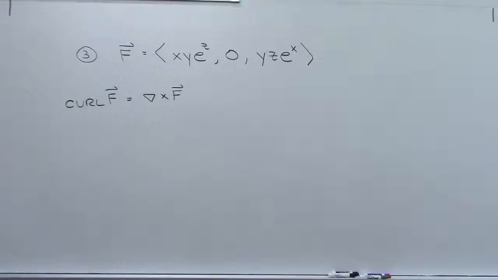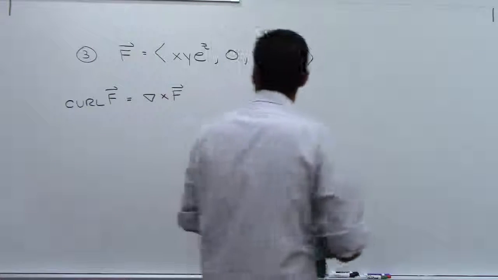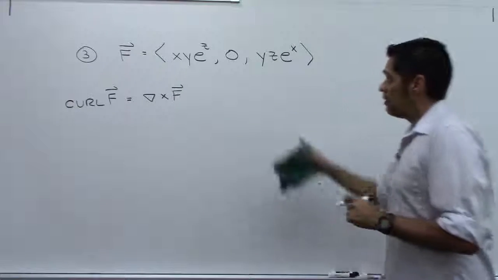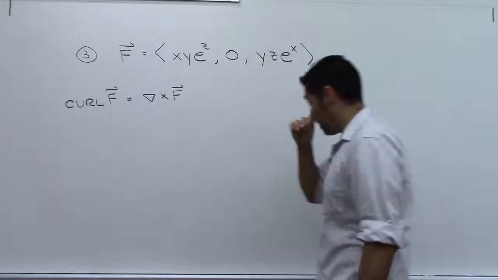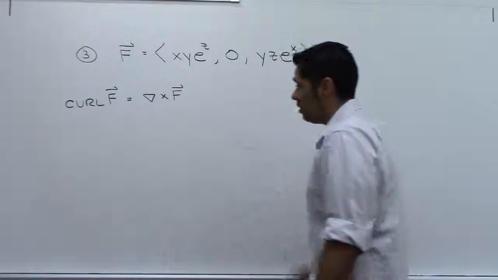Okay, working on 13.5, which is curl and divergence. And on this problem, number 3, they give us a vector field. It's three-dimensional, and we're asked to find the curl and the divergence. So I'm going to start with the curl.